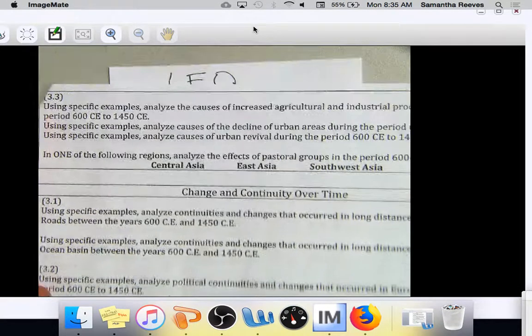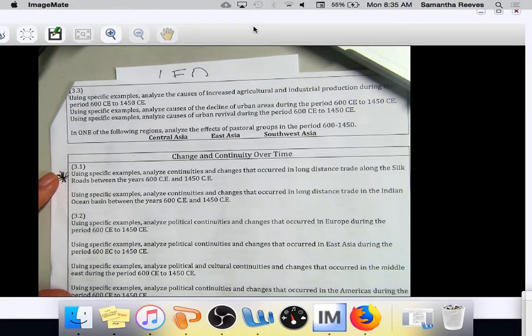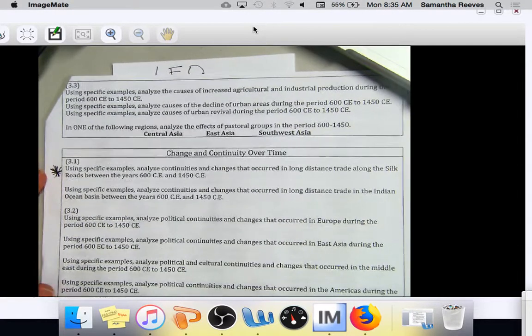Silk Road, continuities and changes. Okay, looking at specific examples, analyze continuities and changes that occurred in long distance trade along the Silk Road between the year 600 to 1450. We can handle that one. So, tonight, that is the essay you are writing. Is everyone clear? We are going to hustle through our grading of just one of the three.